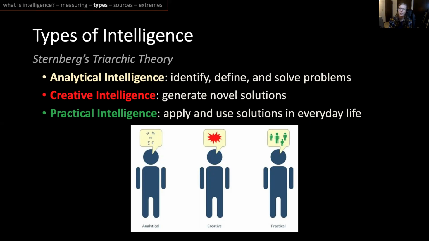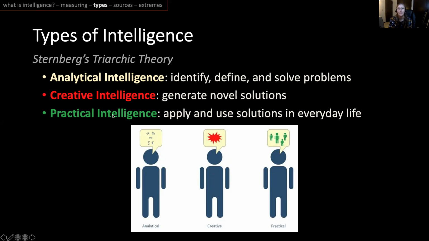So one of those is Sternberg's triarchic theory. Again, if you don't know this, I don't even know how to say it. And this person divided intelligence into 3 different categories. So analytical intelligence are those things like we kind of tested on IQ, the ability to identify, define, and solve problems. They included a creative intelligence component. So this is being able to solve novel situations, kind of think creatively to figure out a solution to something.